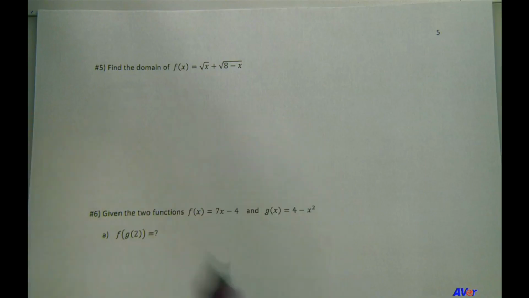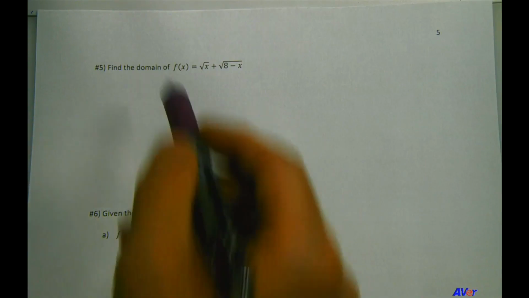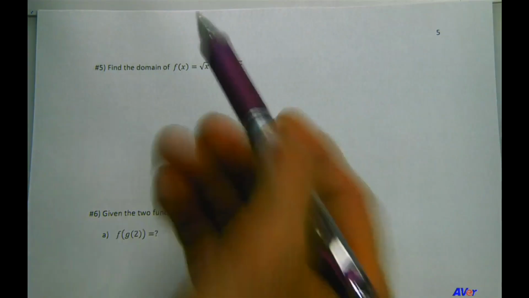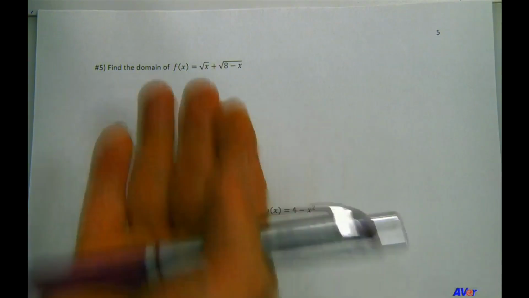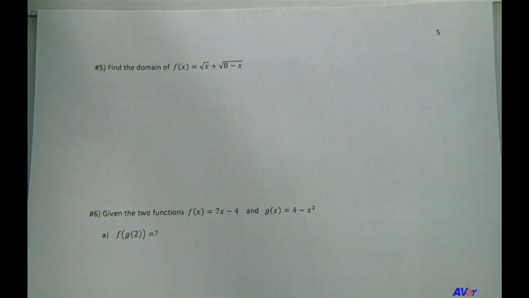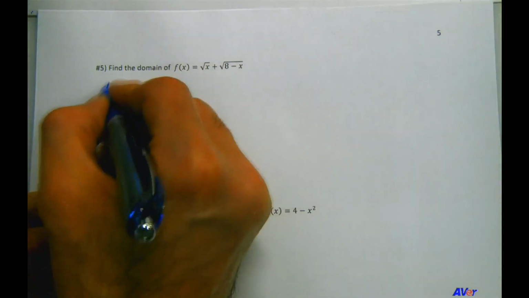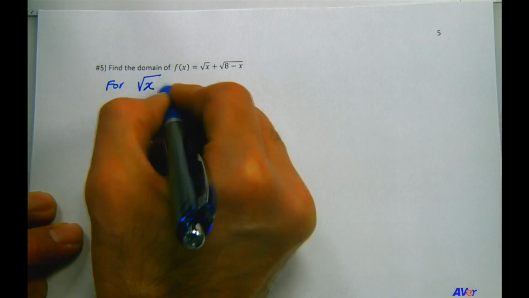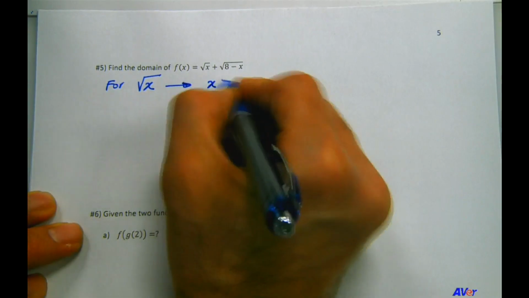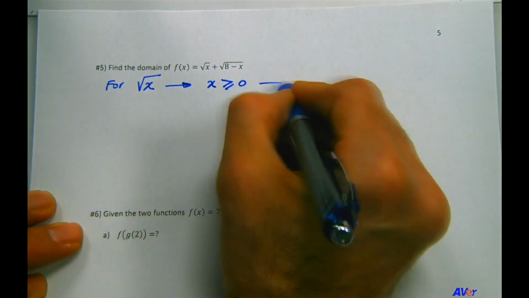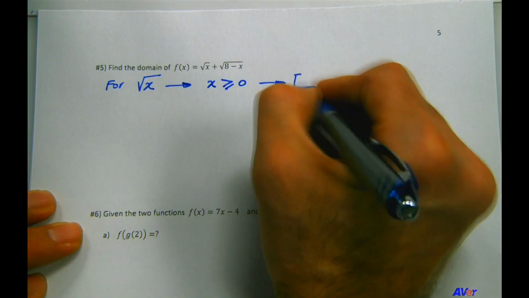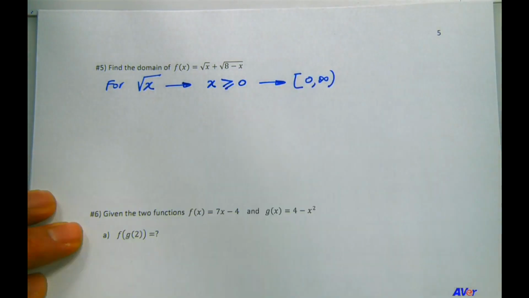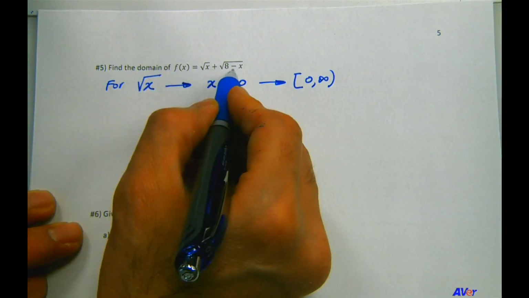Okay, so here we have to find the domain of this function. Again, we are not told that this is a combined function. It's just one function, and we have to find the domain of the whole function without any regards to any parent functions. So the domain of this piece for square root of x, then x must be greater than or equal to 0. Therefore, for that piece, the domain is bracket 0, comma infinity. That's just for that piece. Now, how about that piece?